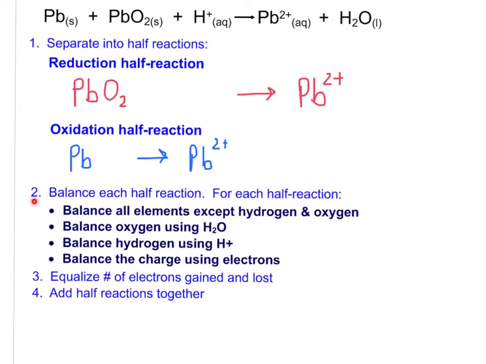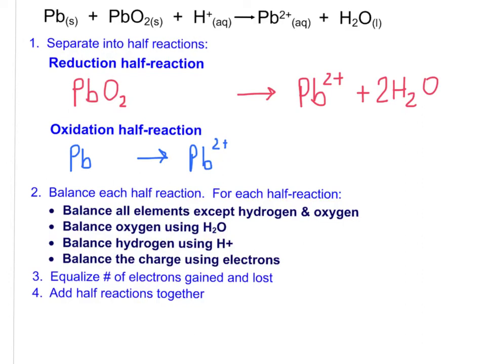Now, step 2, balance each half reaction. For each half reaction, first, balance all the elements. And remember how we do that. We're going to use hydrogen, and we're not going to do hydrogen and oxygen. We will do that next, but first we'll balance the elements. The elements are balanced: lead, lead, lead, lead. They're fine. Now we need to balance oxygen using water. So let's do that.